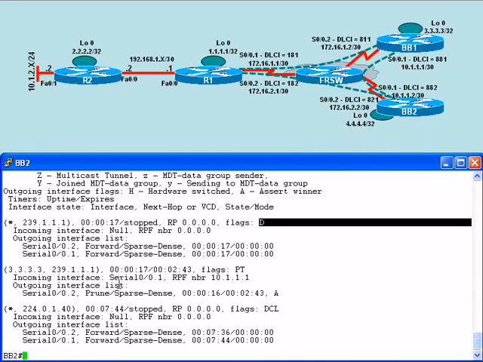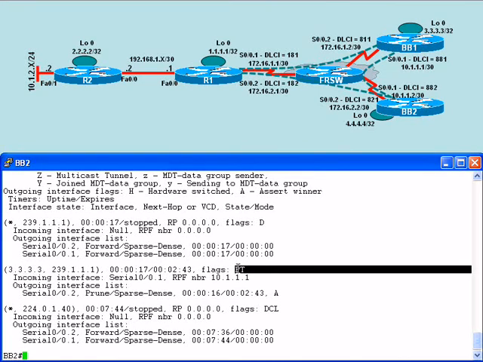But on this S comma G entry, the source is 3.3.3.3. That's router BB1. And the G, the group, is 239.1.1.1. Notice the P and the T flags as well. The P flag lets us know that we have pruned this router off of the multicast distribution tree.